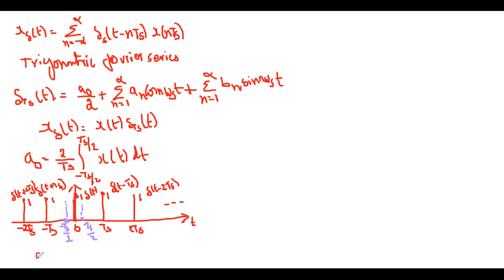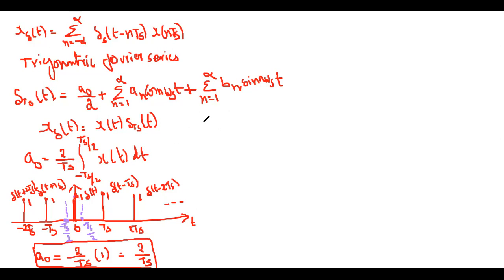So a naught becomes 2 by ts, this total function in between minus ts by 2 to ts by 2, we have only the value of 1. So 1 times 2 by ts. So a naught we got. a naught is equal to 2 by ts. Got it, my dear friends? How we got this one? Because in the range here, the x of t signal is a delta function.